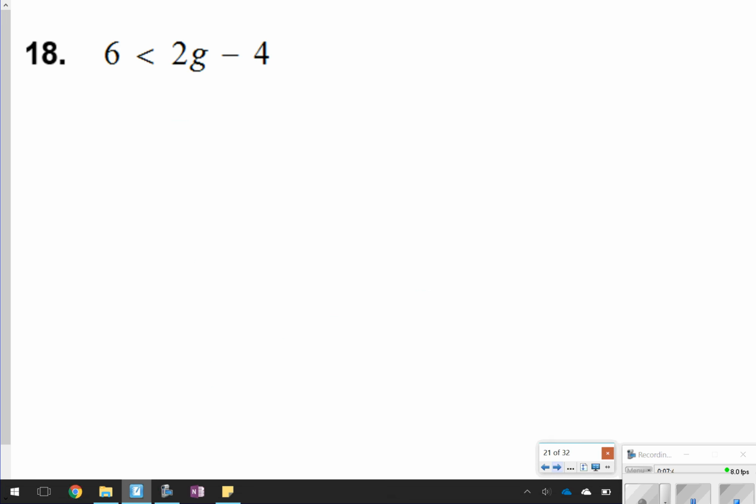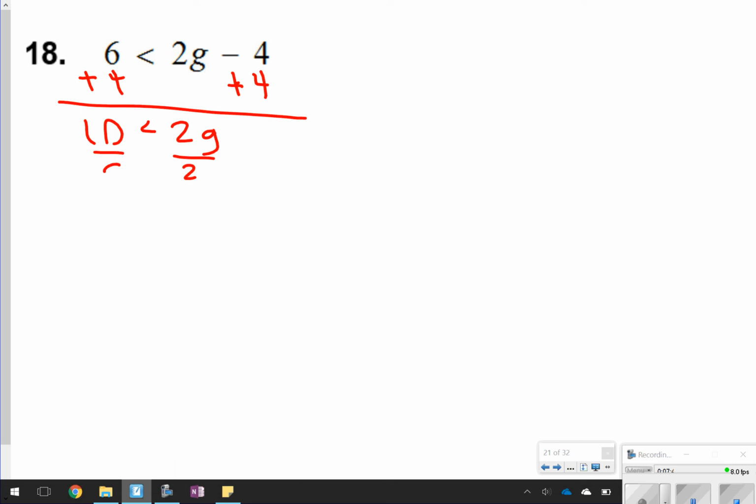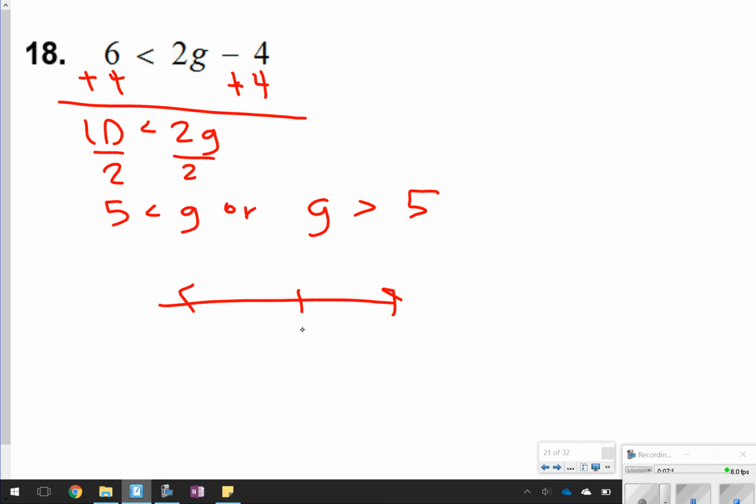Number 18, I'm going to add 4 first to solve. I get 10 is less than 2g, and I'm going to divide both sides by 2, so that 5 is less than g, or you can rewrite it g is greater than 5. Probably desired to write it that way. On 4, 5, and 6, I'm going to have an open circle pointing to the right.